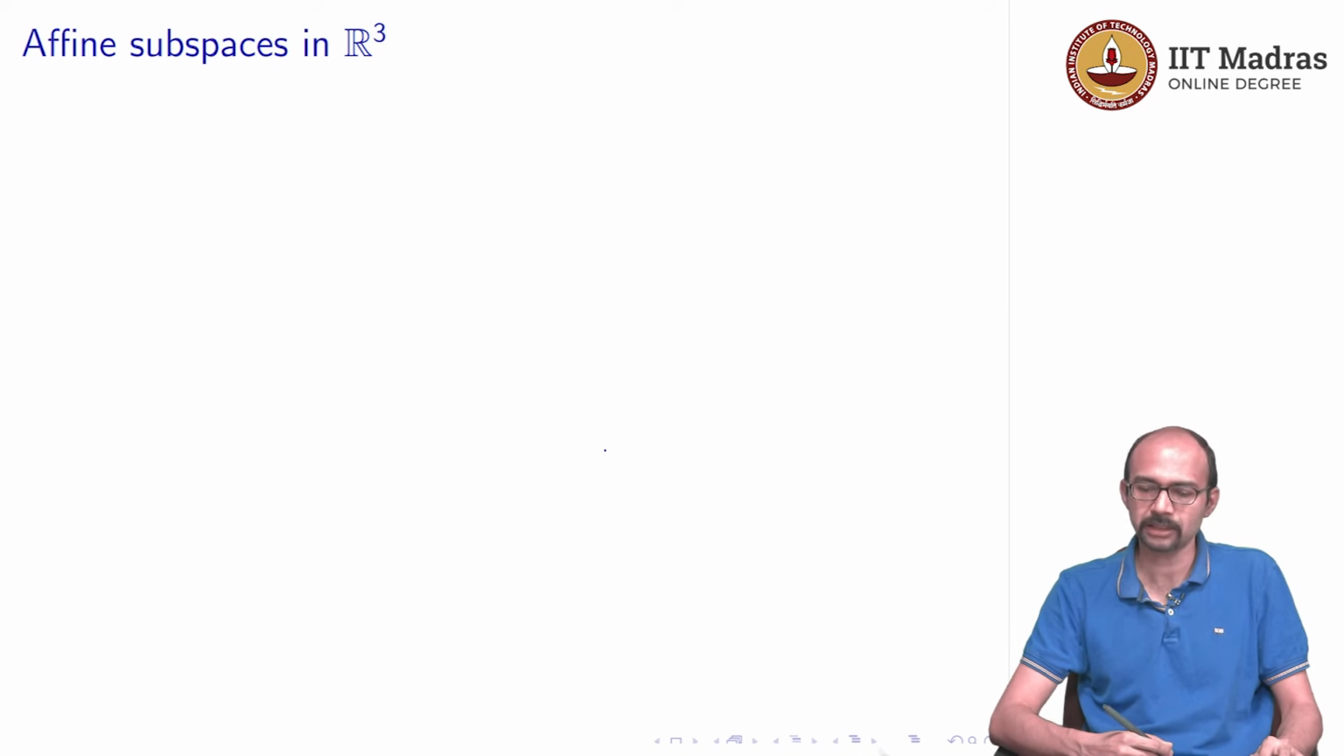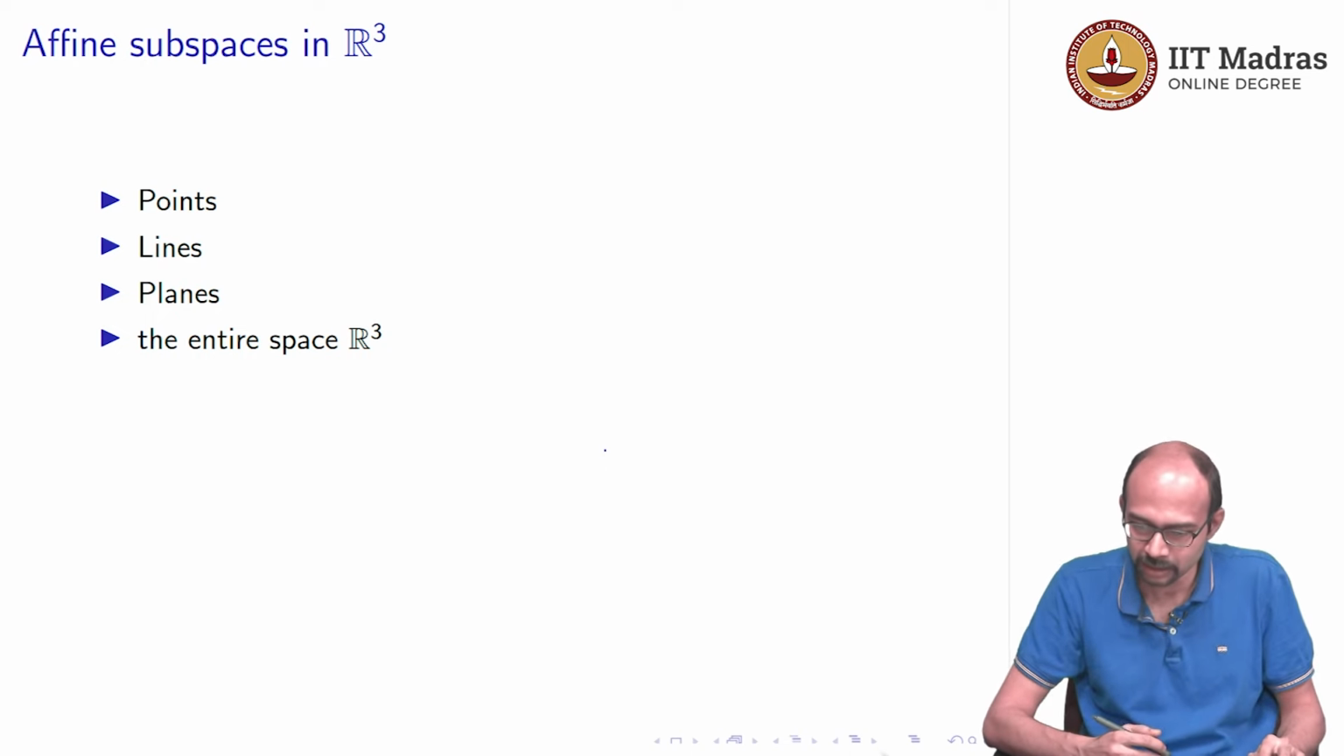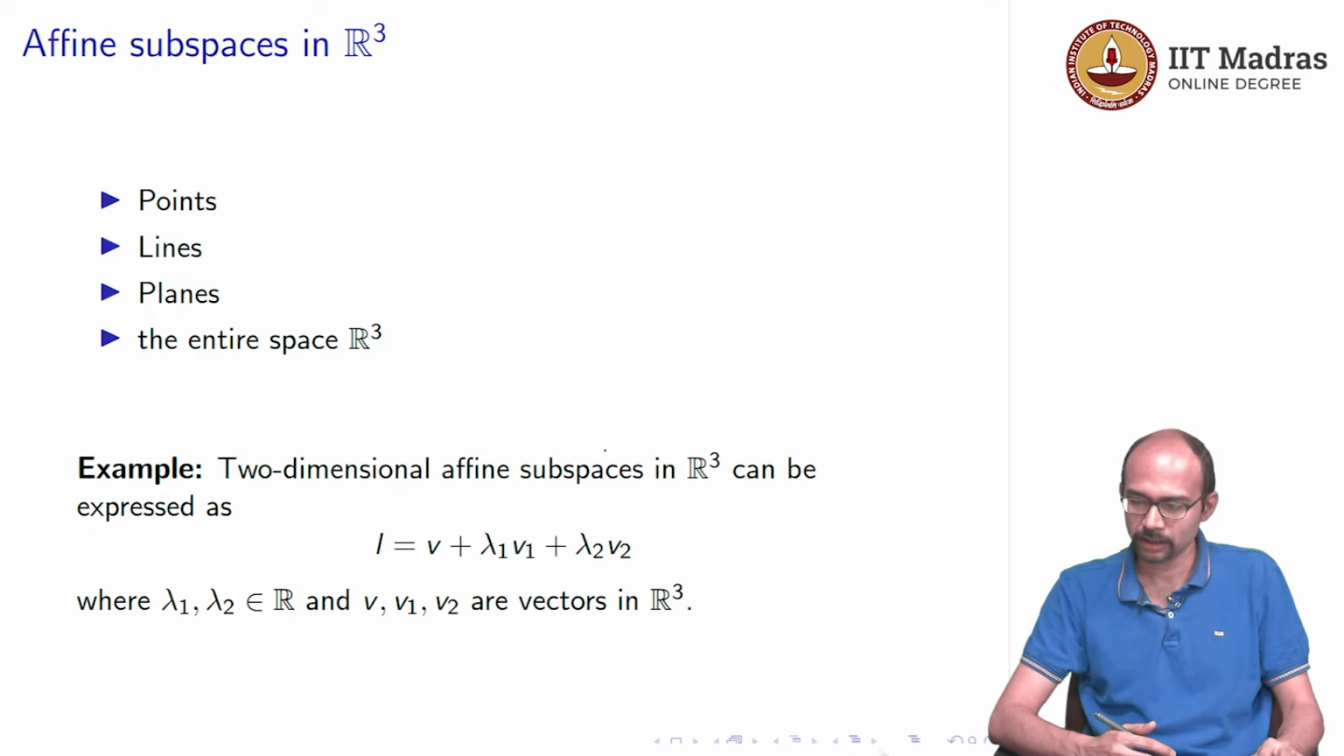Okay, let us ask the same question for R3. What are the affine subspaces in R3? I think by now you probably have a guess about what the answer is. You have points, you have lines, you have planes. Yeah, this is something new. We did not have this in R2 because there is only one plane, the entire space in R2, and then we have the entire space R3.